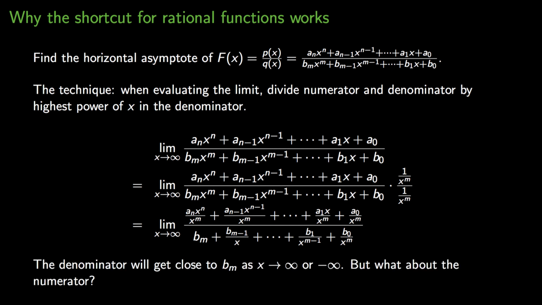What I can tell so far out of all of this is that as x gets very, very big, all of these little fractions, b sub m minus 1 over x, b sub 1 over x to the m minus 1, b sub 0 over x to the m, they are all going to get tiny, tiny, tiny. And so the denominator overall is going to get very close to b sub m. But what about the numerator?